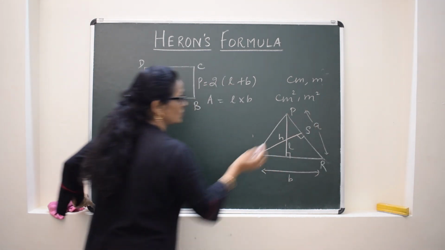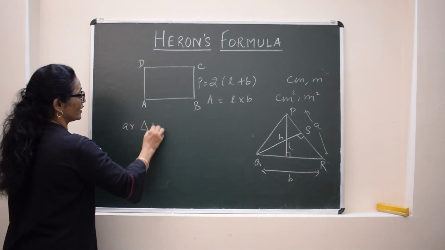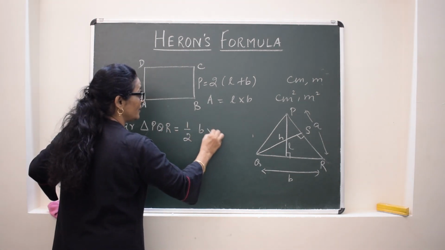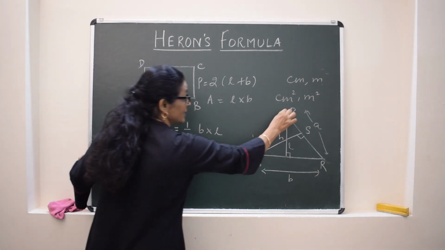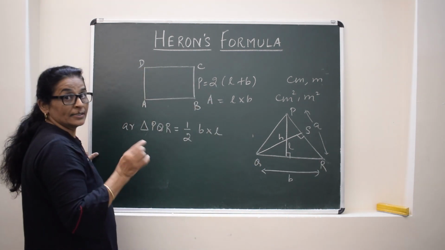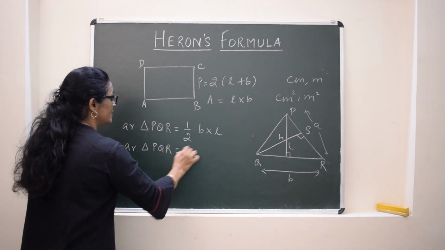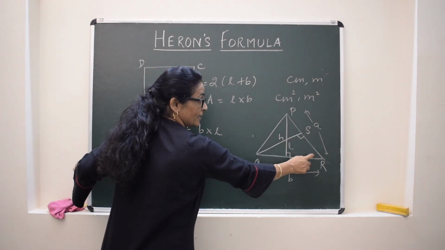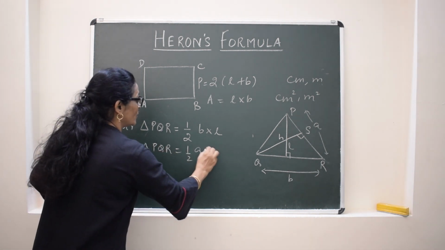So the area of this triangle PQR would be half into B into L, not H. Why? Because this L is the corresponding height for this base B. Similarly, for the same triangle, its area can also be written as half into this base A and this corresponding height H. So this is A into H.